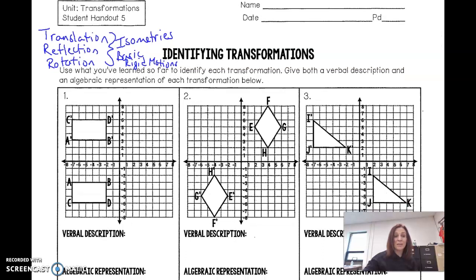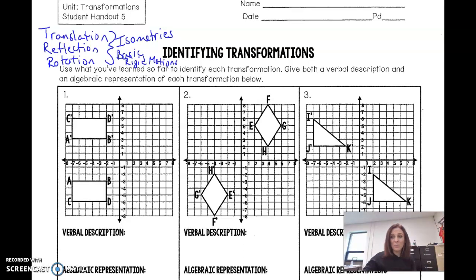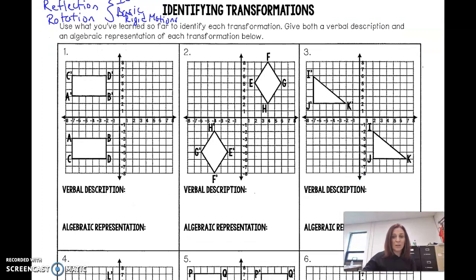So again, we're going to be identifying either a translation, reflection, or rotation, but within each of those, we're going to be specific. If it's translated, where is it translated to? If it's reflected, what's it reflected over? If it's rotated, how many degrees is it rotated, in what direction? Okay, so we know our 3, and then there's specifics for each one. Okay, so let's take a look at just number 1 here.